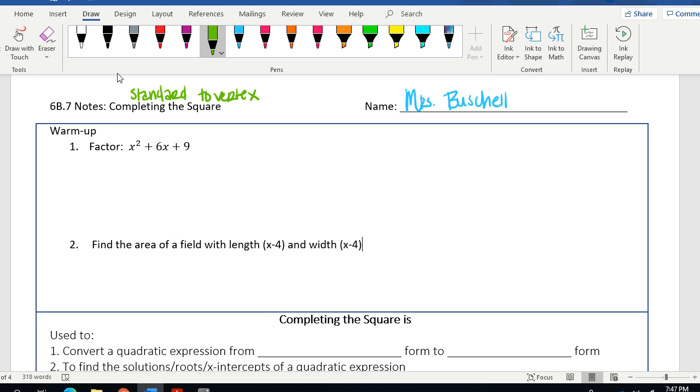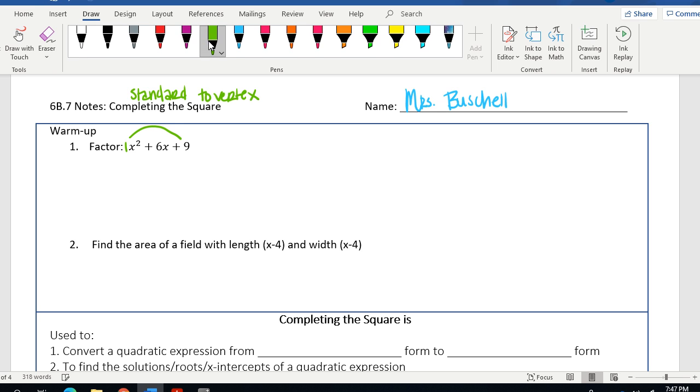Before we get started on actually completing the square, or another phrase that you might hear it called is CTS, we are going to review factoring. I have this special trinomial, x squared plus 6x plus 9. I'm going to start with my t-table and find two numbers. My a is 1 and my c is 9.